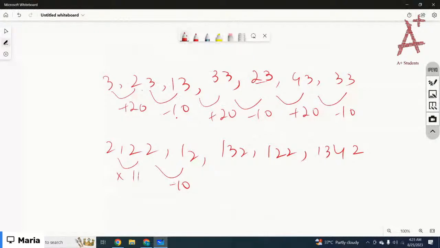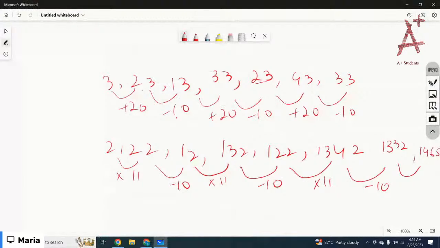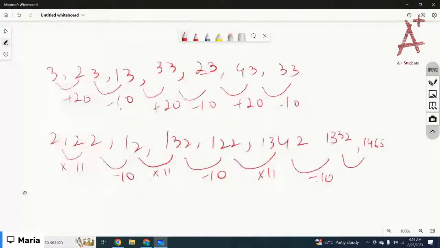For the next one, you have to subtract 10. 12 times 11 is, I know that 12 times 11 is 132, yes. And then 132 minus 10, right? Then 122 times 11 is, yes, 1342. You have to subtract 10 for the next one, it will be 1332. And for the next one, you have to multiply 1332 times 11, that would be 14,652, right? 14,652 it is.